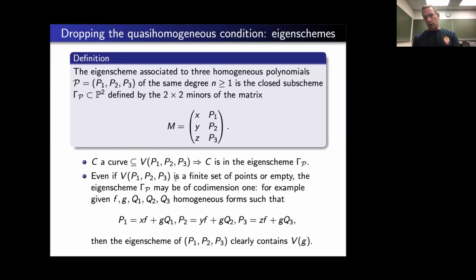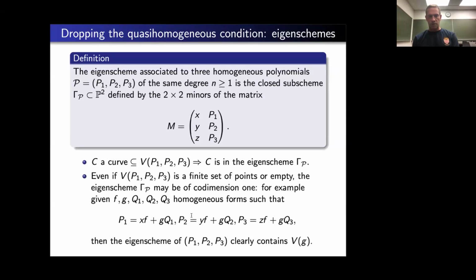So what if they don't share a common factor? Suppose that you've got a finite set of points or even an empty set of points. You could still have your eigenscheme being codimension 1. This is a little counterintuitive, because you're thinking, okay, here's a set of polynomials that defines a 0 scheme, and then I take the 2x2s of this matrix, and you might think, well, x, y, z define the irrelevant ideal, so this is probably also going to be a 0-dimensional scheme. But that's not the case. And here's an example of what could fail.